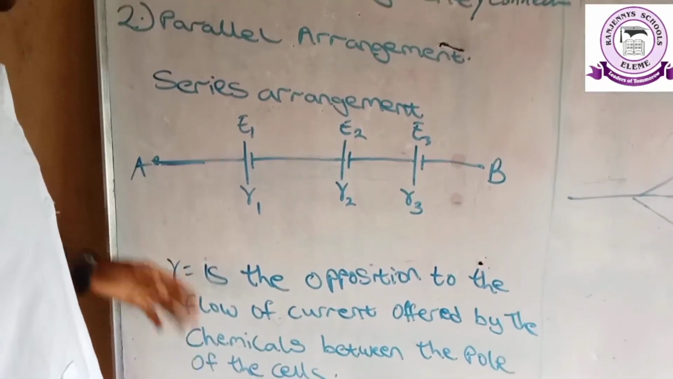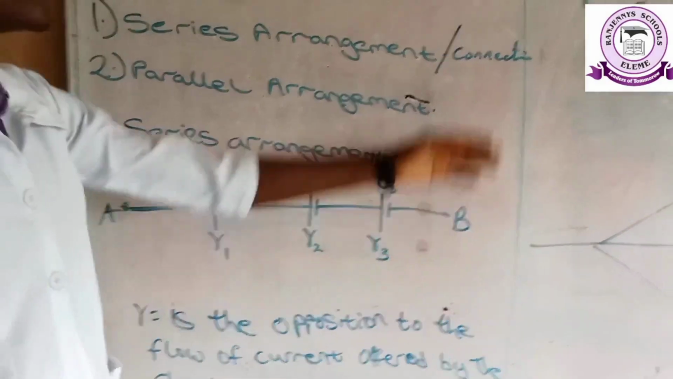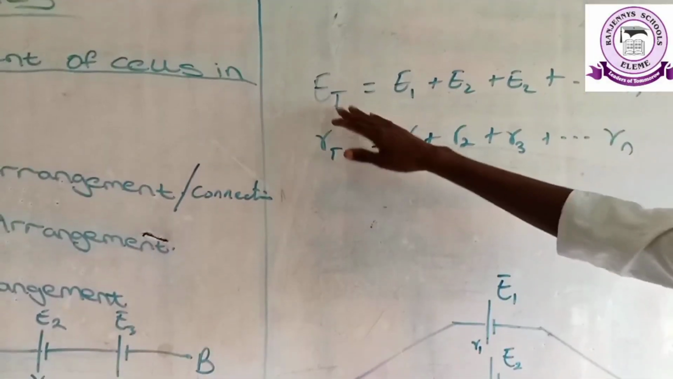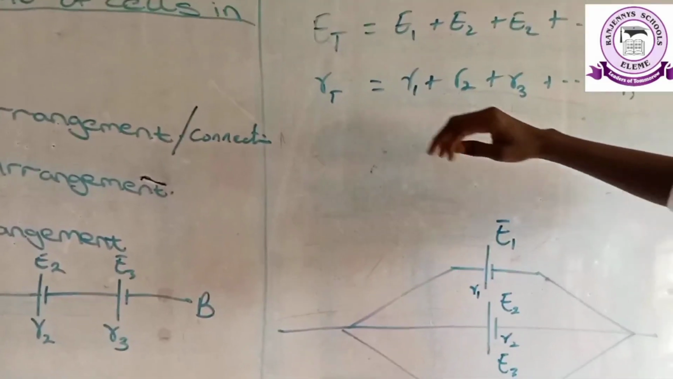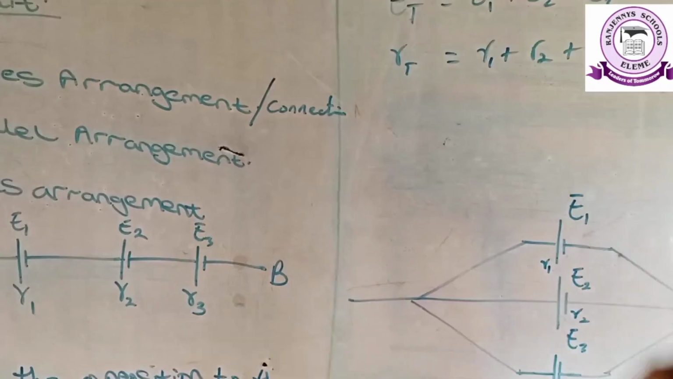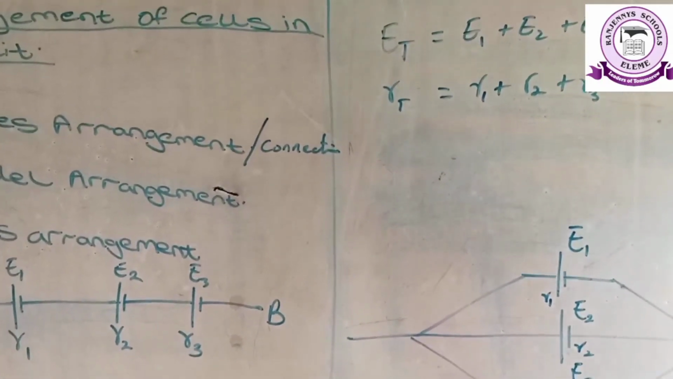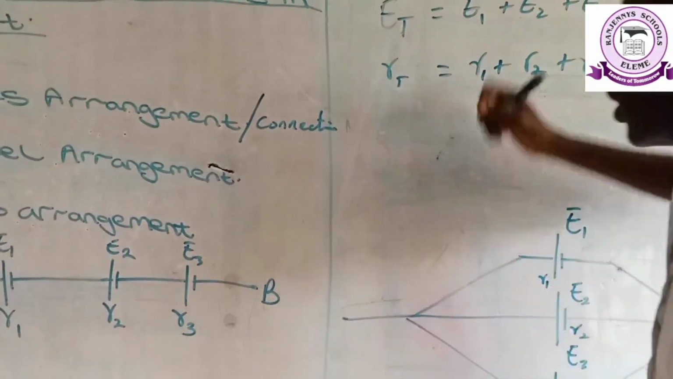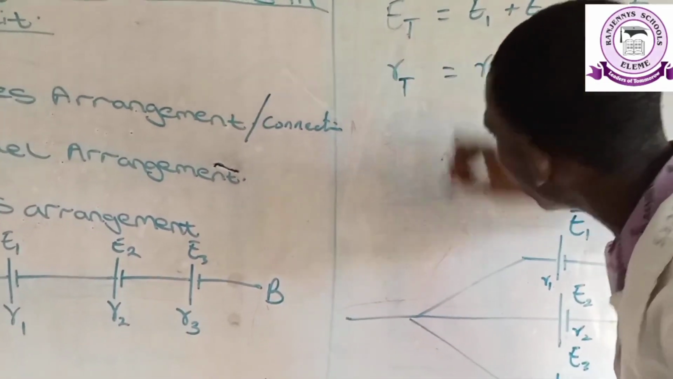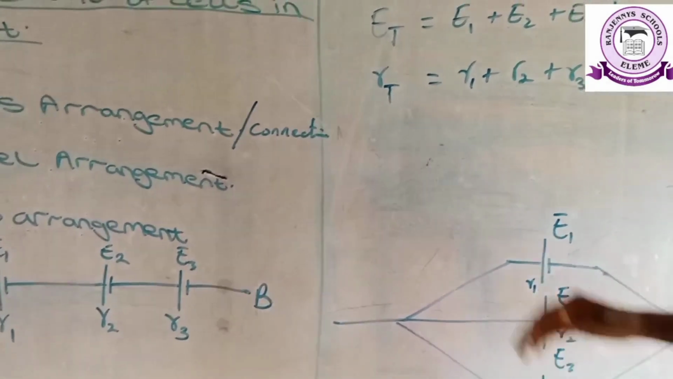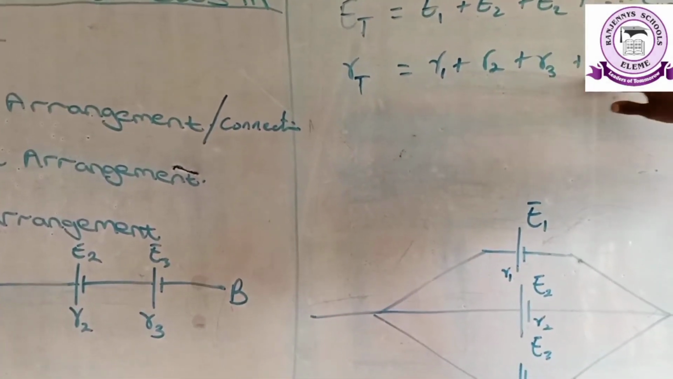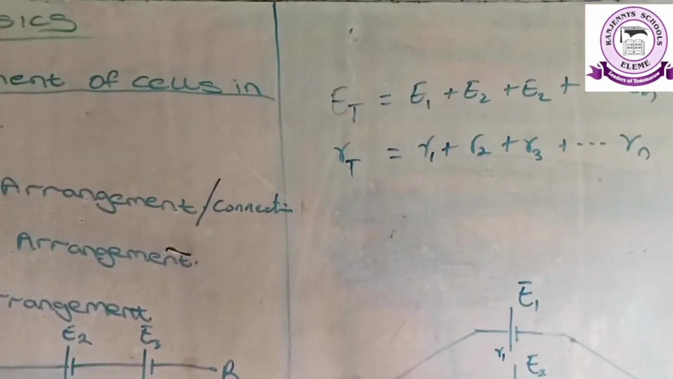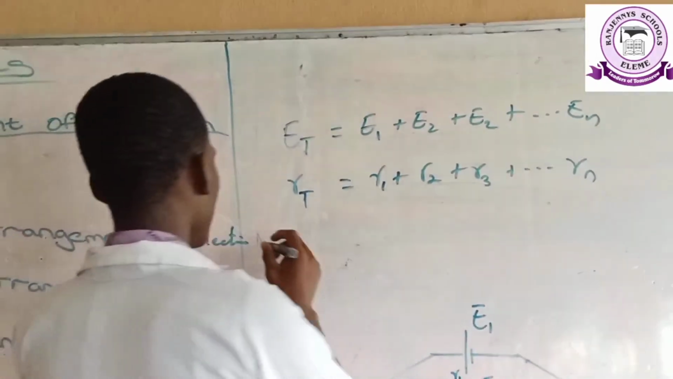Having known what internal resistance is, let's go over. In series arrangements, the total EMF of the cells is given by the sum of all the EMFs of each cell. And the total internal resistance is given by the addition of all the internal resistances of each cell. Next, we go to parallel arrangement of cells.